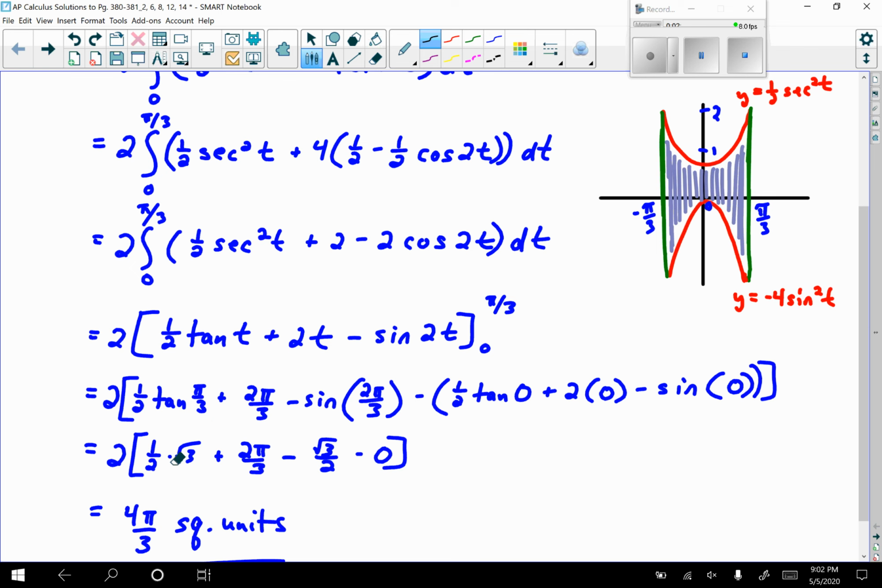So we get radical 3 over 2 plus 2 pi over 3 minus sine of 2 pi over 3. We're in the second quadrant, still up at like the 60-degree reference angle there. So we get minus radical 3 over 2, sine still positive, and all these other values just give us 0. So now the radical 3 over 2's cancel. We're left with 2 times 2 pi over 3, which gives us 4 pi over 3 square units.